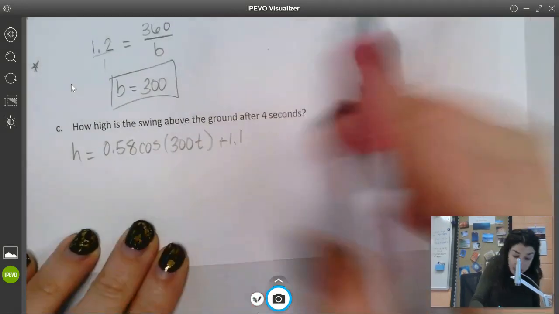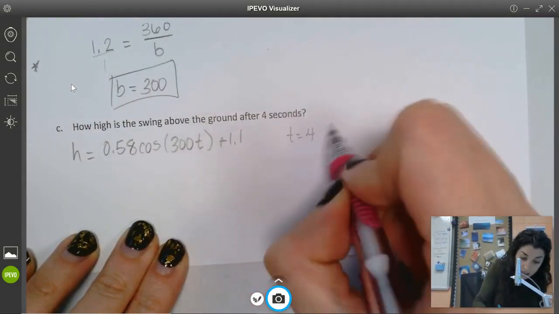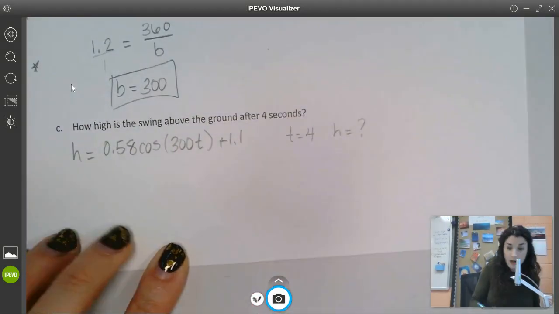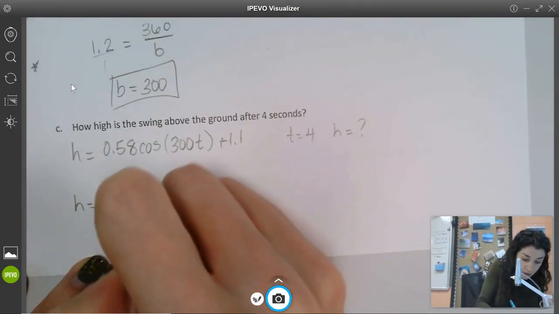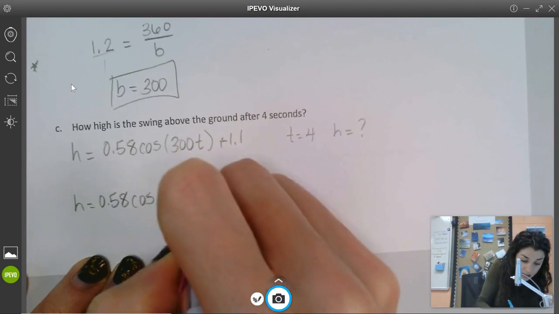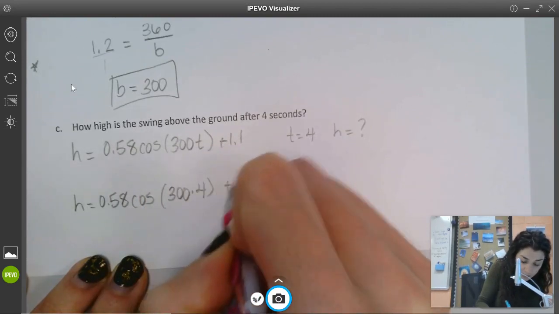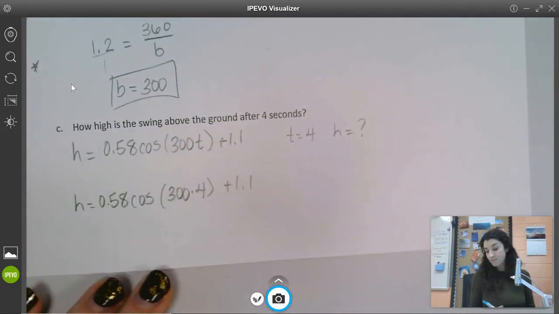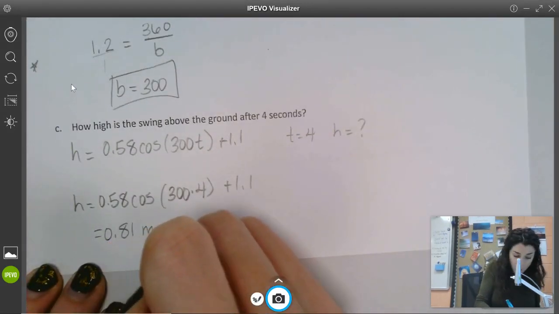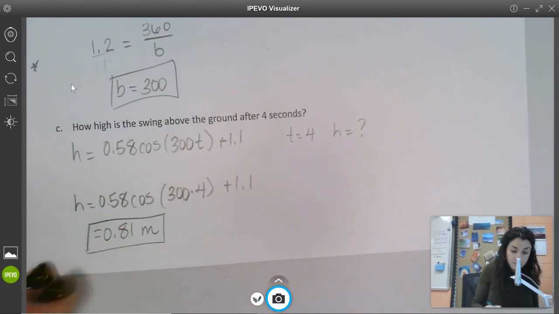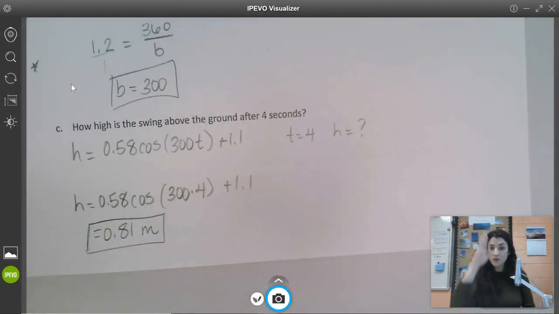And then if T equals 4, H equals question mark, okay, then H equals 0.58 cosine of 300 times 4 plus 1.1. If you put that all together, it equals exactly 0.81 meters. So after 4 seconds, you have swung up to 0.81 meters.